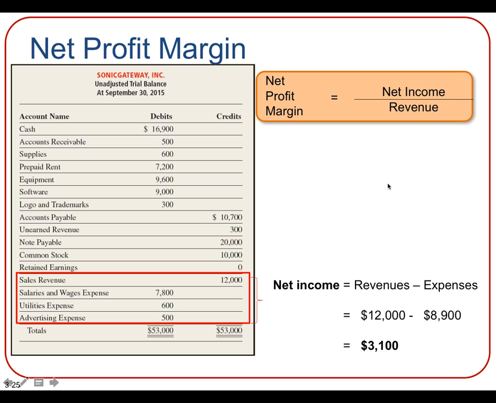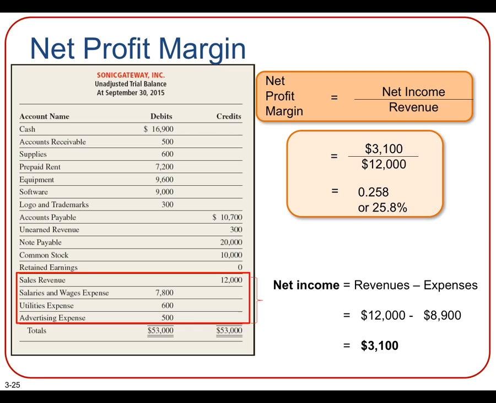So let's look at this example. In this example, you have net income, right? Revenue minus expense. You have $3,100 of net income. And then you put it into that formula, net income divided by the total revenue. So it's 25.8%. What does this 25.8% mean? The profit margin means in $12,000 of the revenue you are making, 25.8% of it is my income.